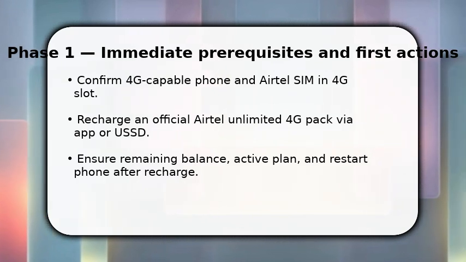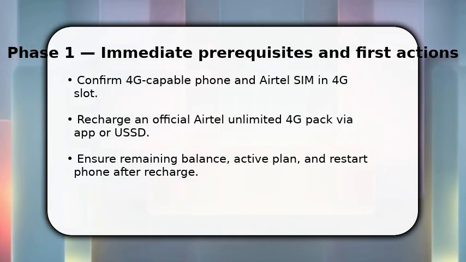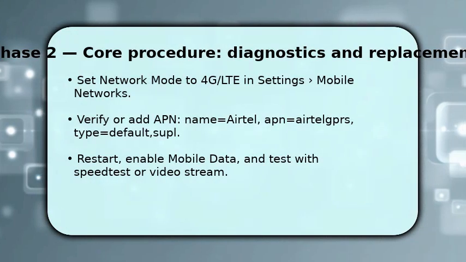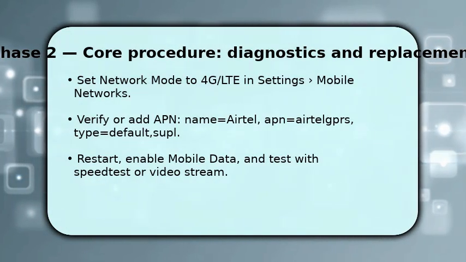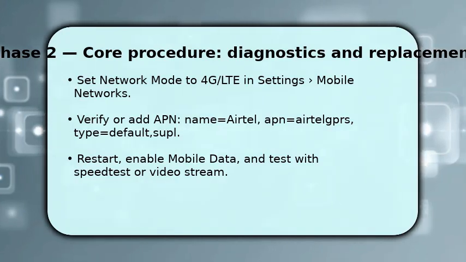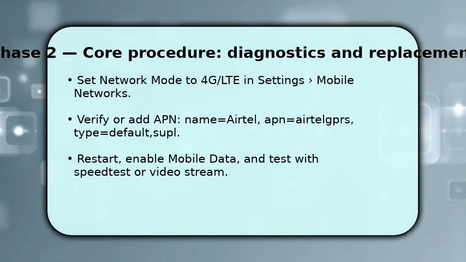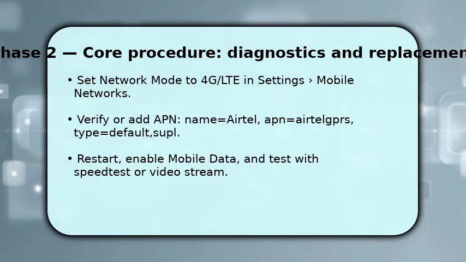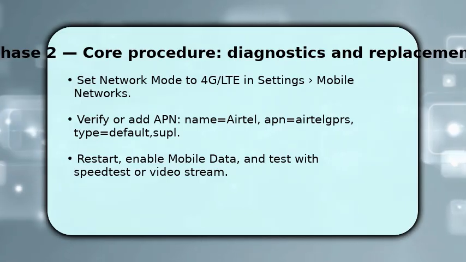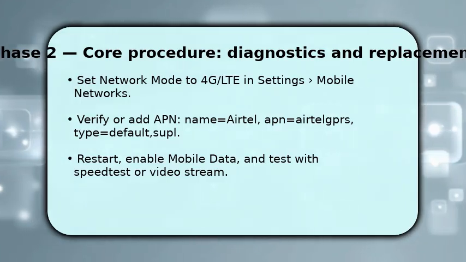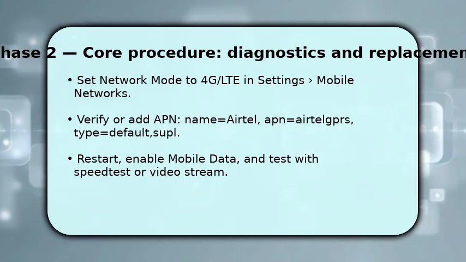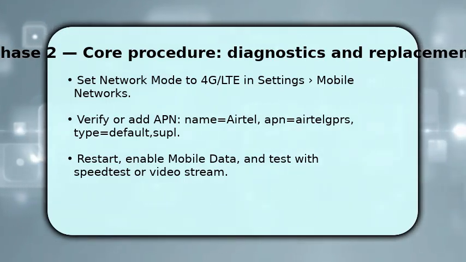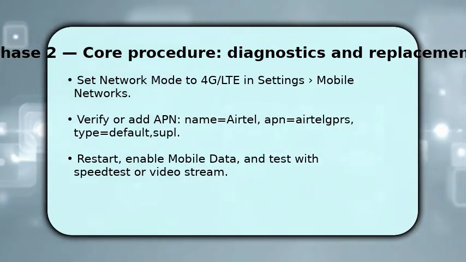Next, you configure the network so the unlimited plan works reliably. Go to Settings, choose Mobile Networks and set network mode to 4G or LTE. This locks the radio to the fastest band. Then check the APN, add or edit an entry named Airtel with type default, supl so data and tethering route correctly. Once done, restart the phone again, enable mobile data, and run a quick speed test or play a short HD video to confirm throughput and stability.